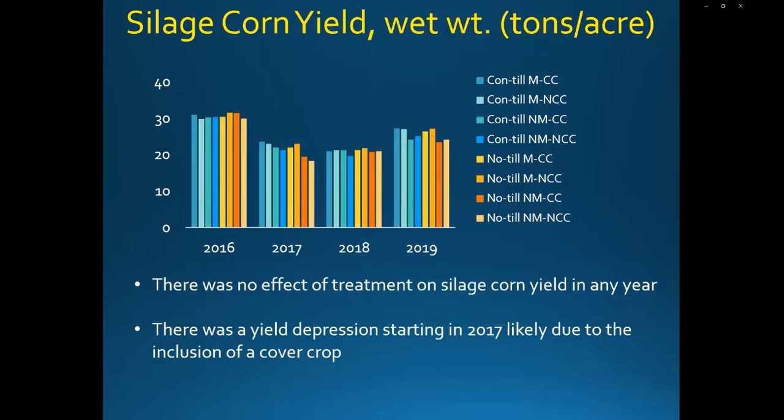And that was because we harvested the triticale in the spring, and the corn gets planted slightly later if you wait for that triticale to mature. And so you lose some of the growing days during the season, which gives you a slight yield depression.